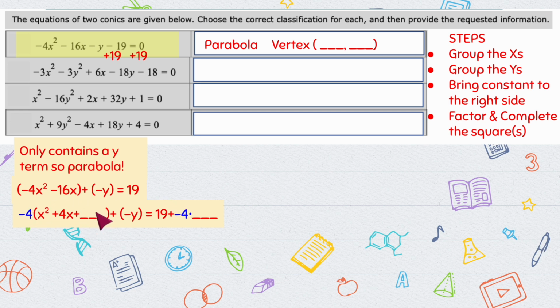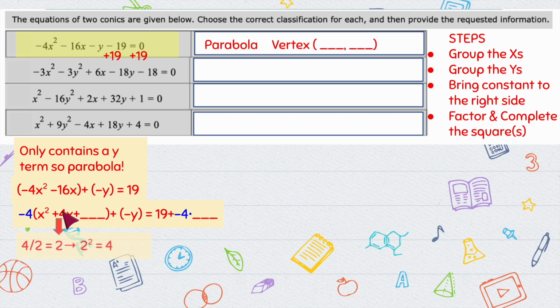So even though I'm going to add a smaller number on this side, I have to take into account that I factored out the 4. That's why I already placed it on this side, and I'm going to multiply it by whatever number I add in here. So I'm doing the same thing to both sides. I'm not really changing the equation when I complete the square. I'm just increasing it by that amount.